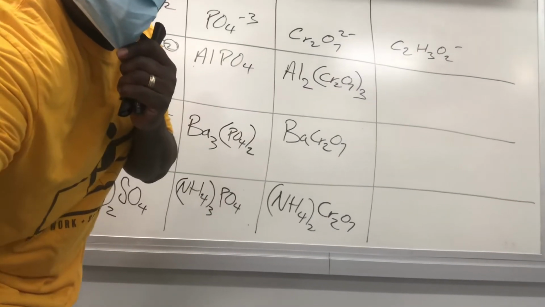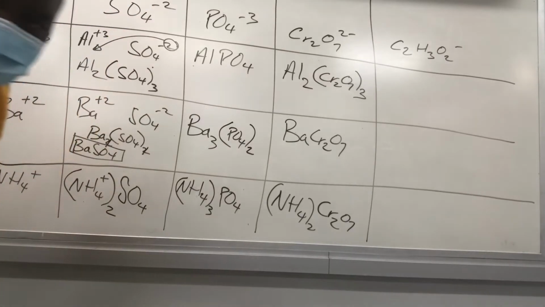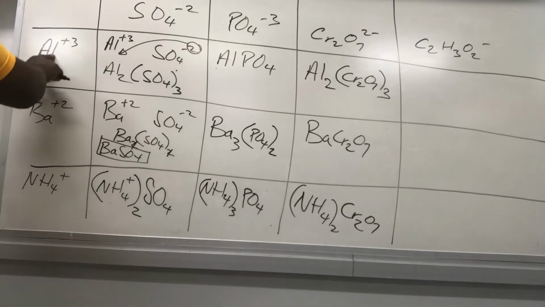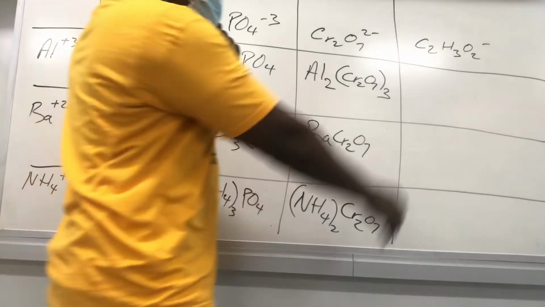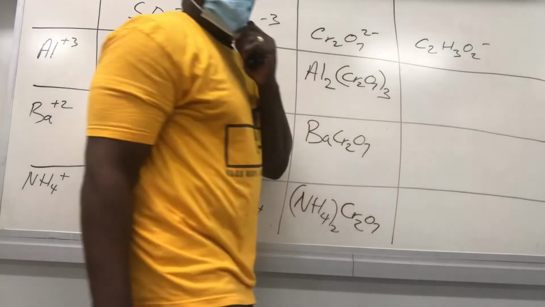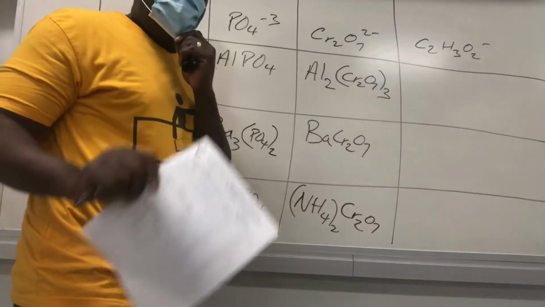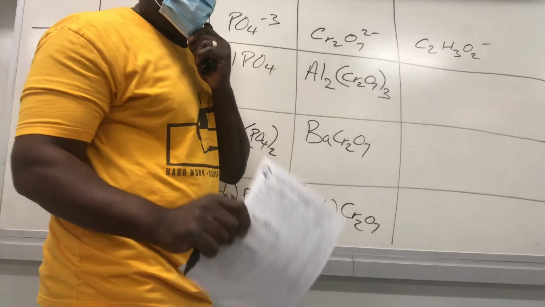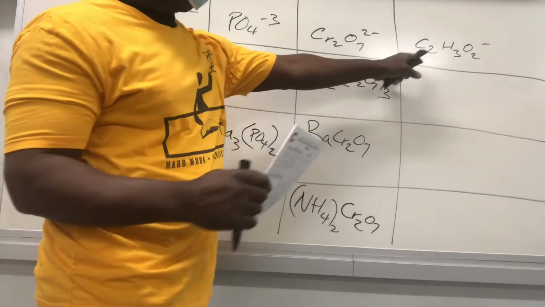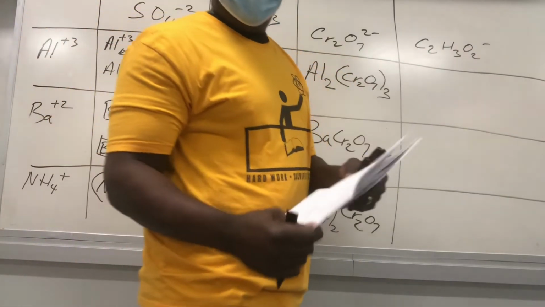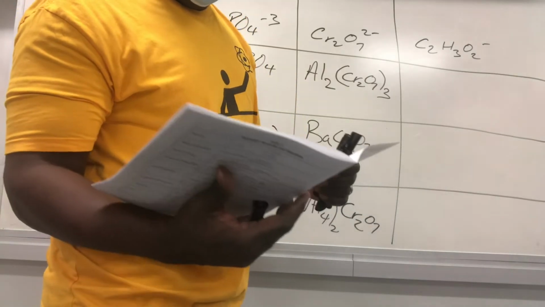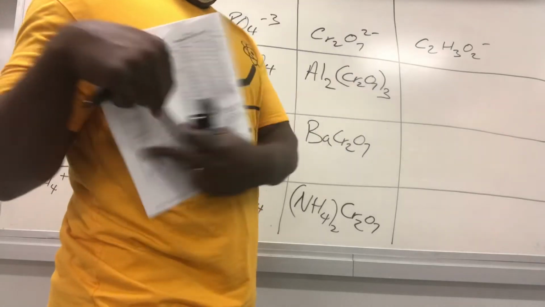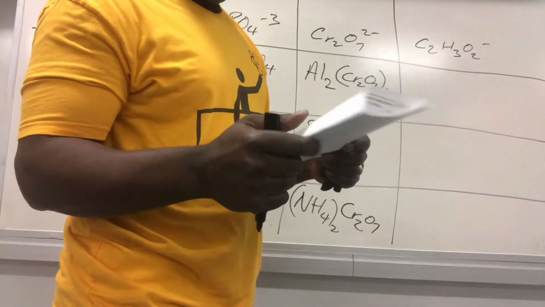Let's see if you can see this one over here. And okay, make sure I get everything inside. Alright, so you got Al plus 3, right? And this guy right here. Now, ladies and gentlemen, this guy right here has 2 different ways of writing it. This is called an acetate ion, people. It's a polyatomic ion. There's this C2H3O2 minus, and there's the other one, which is CH3COO minus, right?